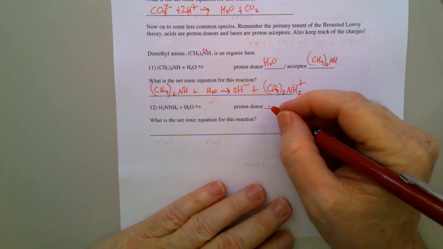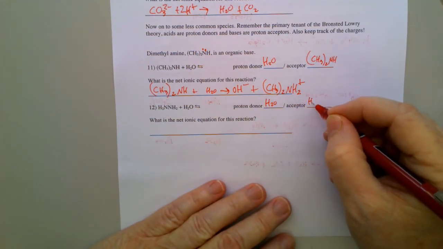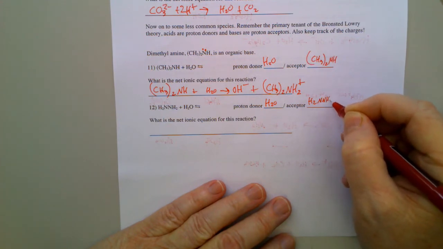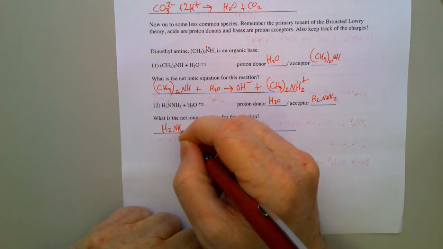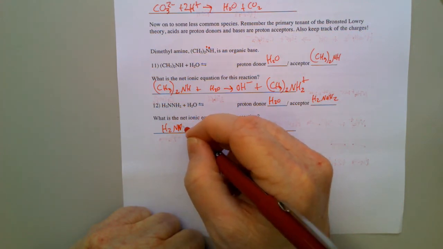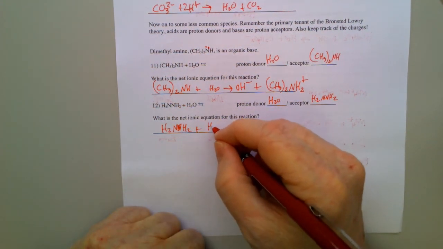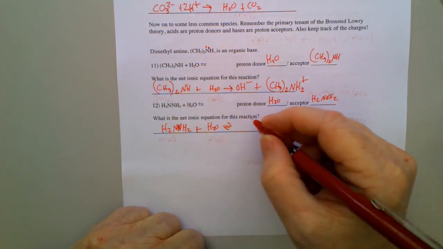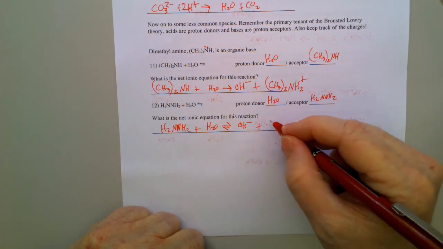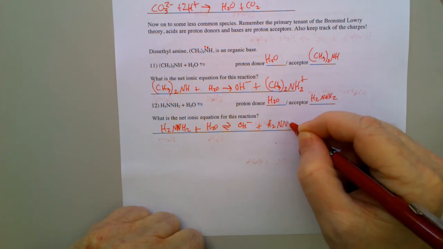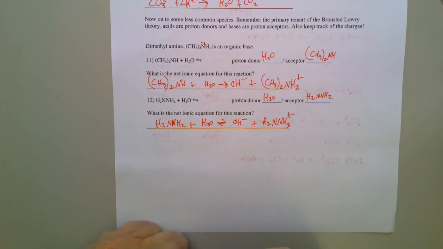Here, again, water is going to be our proton donor, and H2NNH2. It's kind of a bizarre species, that's why I picked it. It's called hydrazine. Plus the water acting as a base, so I'm going to get OH minus, and the hydrogen's going to join on over there. H2NNH3 with a plus.